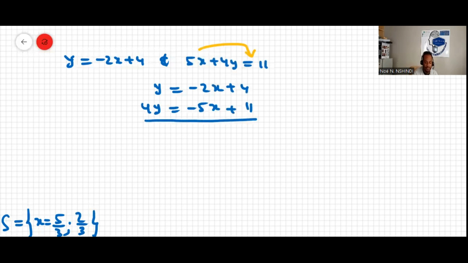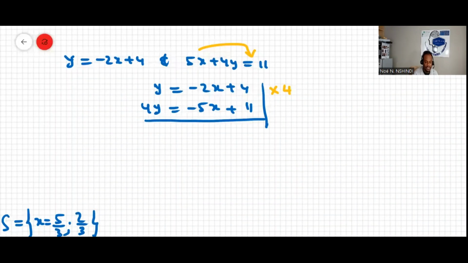Okay, now we can solve this by elimination. If I need to cancel a variable, let's say I want to cancel the variable y, I'll multiply here by 4, for instance. This will be 4y equal to negative 8x plus 16. And there it will be 4y equal to negative 5x plus 11.